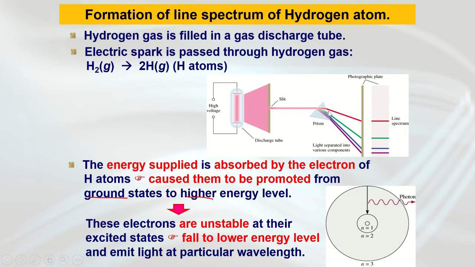So as we can see here, the electron of the hydrogen atom absorbs the energy supplied, and when an electron at the ground state absorbs enough energy, it will move up to a higher energy level. But at a higher energy level, or the excited state, it is unstable. So it will fall back to a lower energy level or to the ground state, releasing light at a particular wavelength. We can split the wavelengths by using this prism.